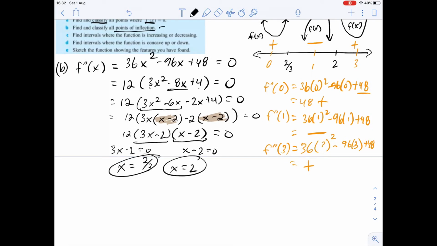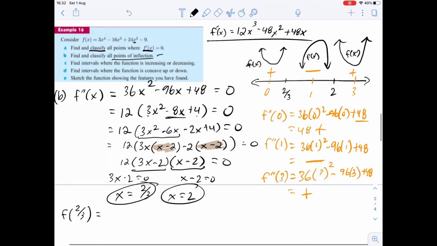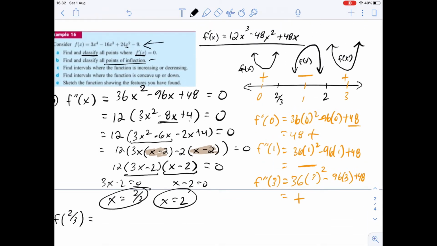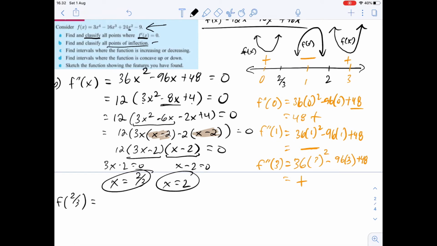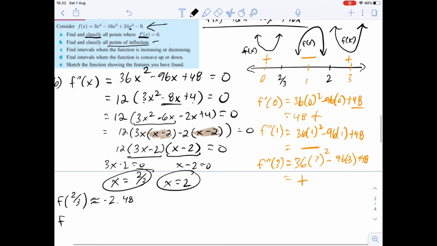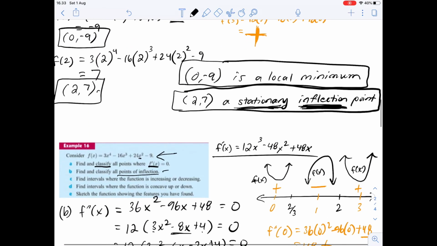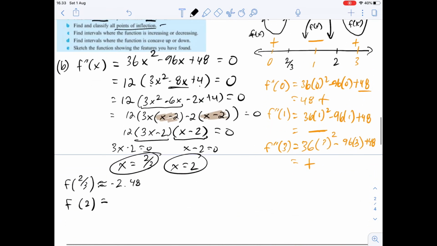So what does this mean about 2/3 and 2? Well, we've got to do the legwork here of plugging 2/3 back in. When I plug 2/3 back in, for our time's sake, you're plugging it back into the original function. When you do that, you get about negative 2.48. And when you plug in 2, well, we already got that from the previous problem. It's going to be 7.